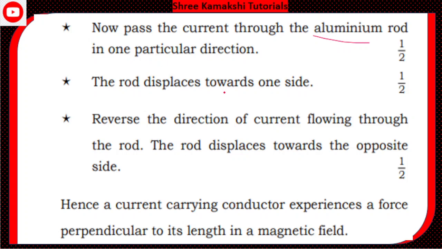The rod displaces towards one side. Reverse the direction of the current flowing through the rod, and it displaces towards the opposite side. Hence, a current carrying conductor experiences a force perpendicular to its length in a magnetic field.